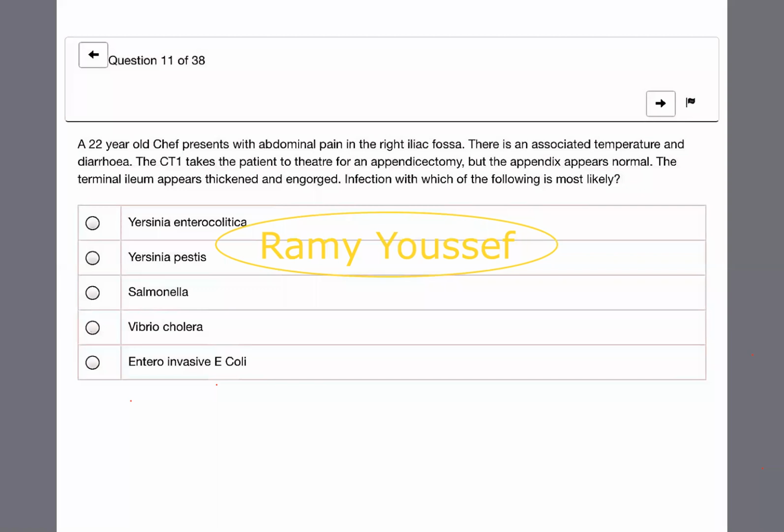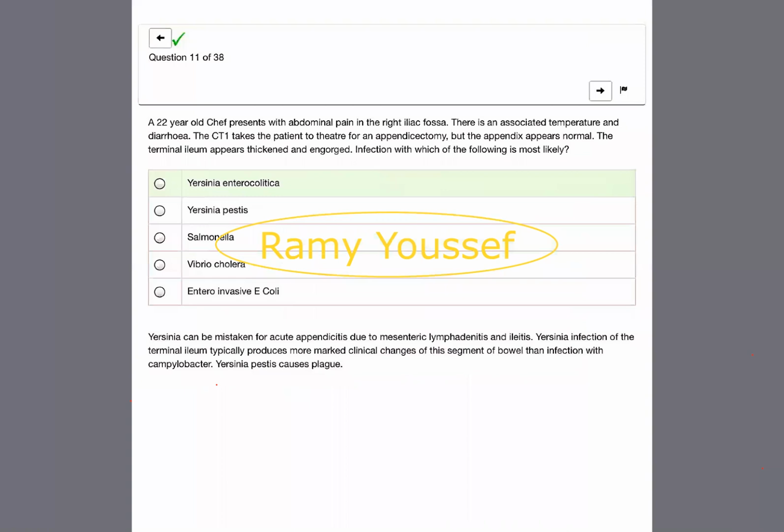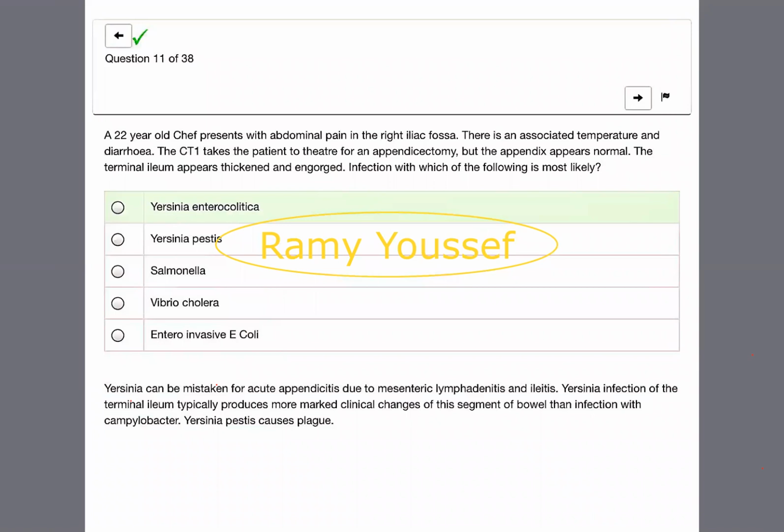They are thinking of high temperature and diarrhea. Yersinia is mistaken for appendicitis. The answer is Yersinia enterocolitica. Yersinia enterocolitica mimics Crohn's disease and terminal ileitis, and mimics appendicitis. Put it in your mind: Yersinia enterocolitica mimics terminal ileitis in Crohn's disease, and both of them mimic acute appendicitis.